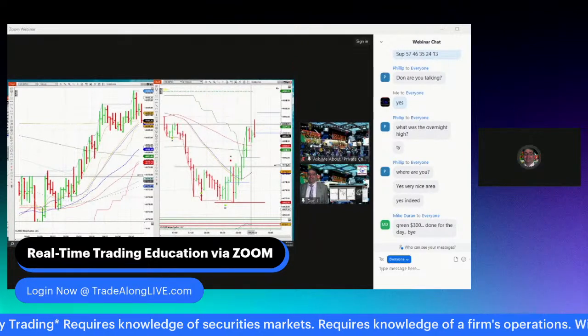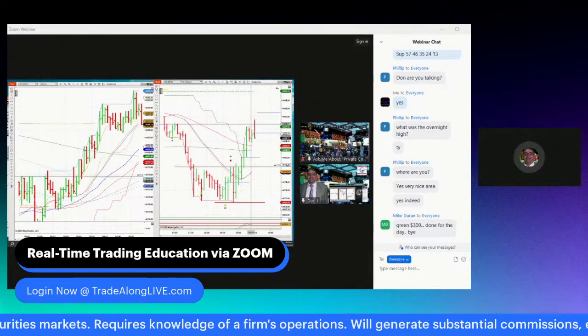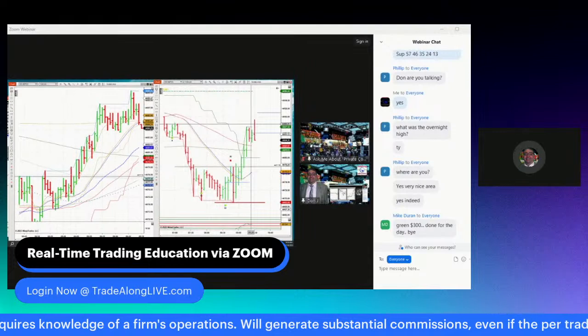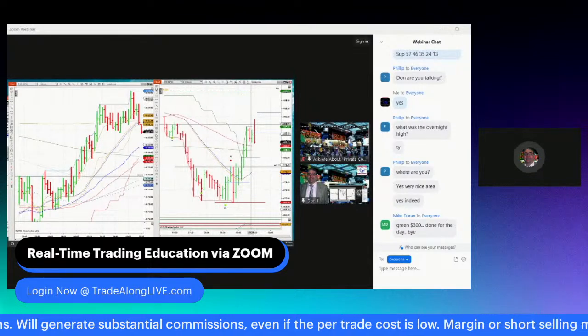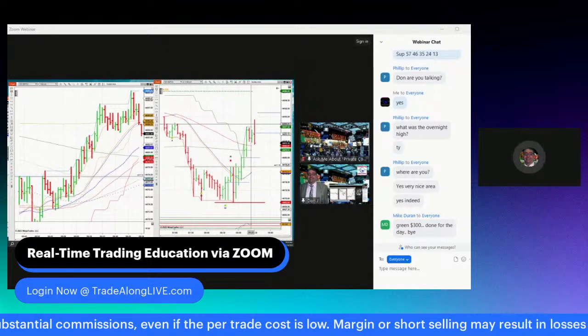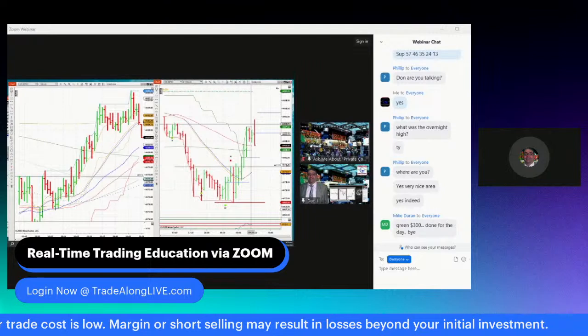So you can write the levels down. You can put lines on your charts like this to see if they would have worked. And granted, what we do is not for everybody. It may not fit your personality.